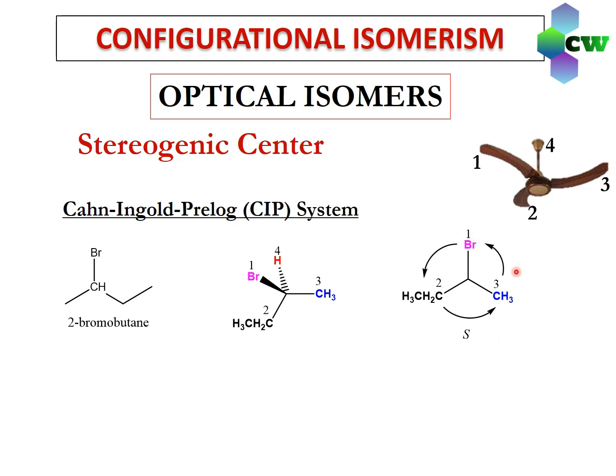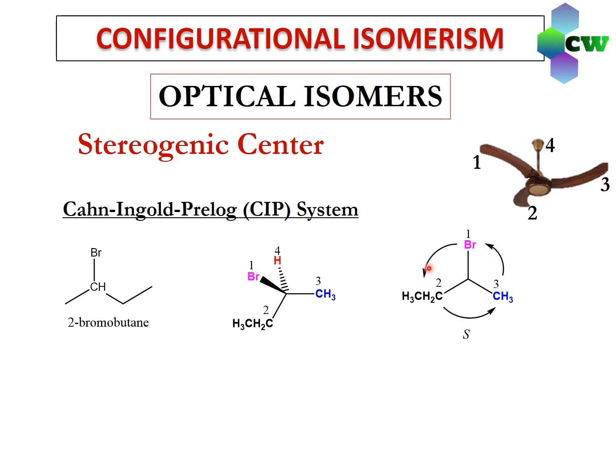So in this case, in this molecule, we have drawn it in such a way so that H is away from us, and now moving from bromine to methyl, we are moving anti-clockwise. So if you are moving anti-clockwise, the absolute configuration is S. So this molecule has S configuration. So you can find the absolute configuration in this way.